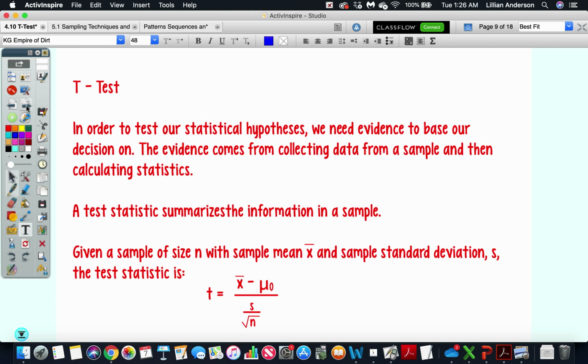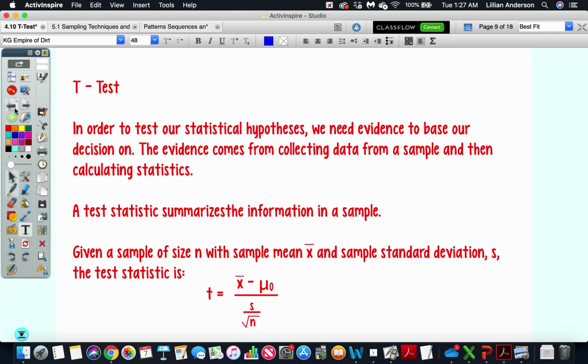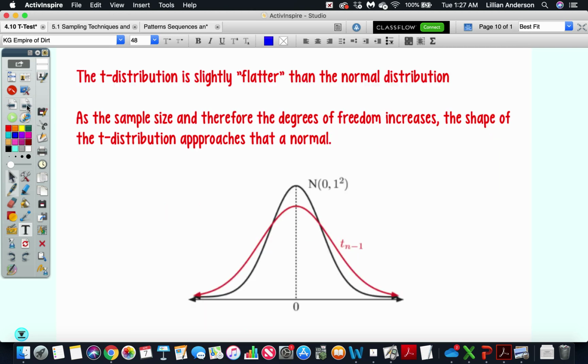For this class, you will not need to know how to do this by hand. You will need to know how to do it in a calculator, and I'm going to show you that when we get to an example. So you won't have to worry about using this formula necessarily, because when it comes to this formula, you'll need to use the degrees of freedom. The t-test has its own chart, very similar to your chi-squared chart, and you would use that to determine what your test statistic is. You won't have to do that. You'll just need to know how to do it using your calculator.